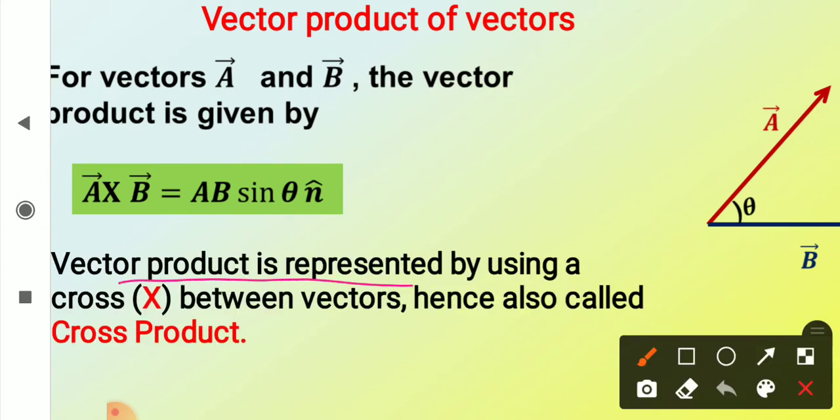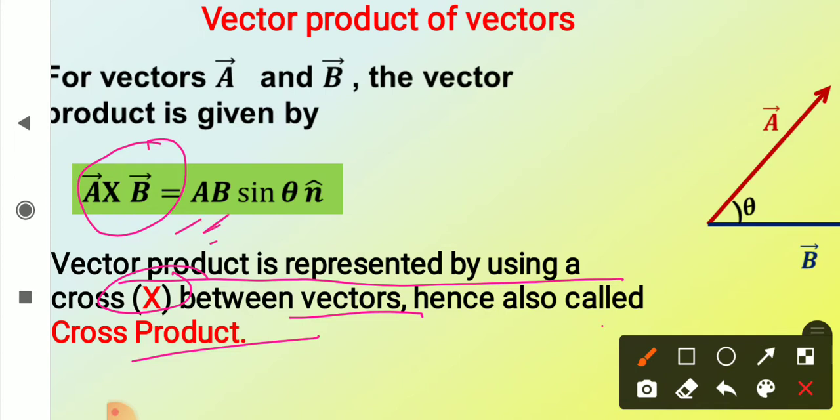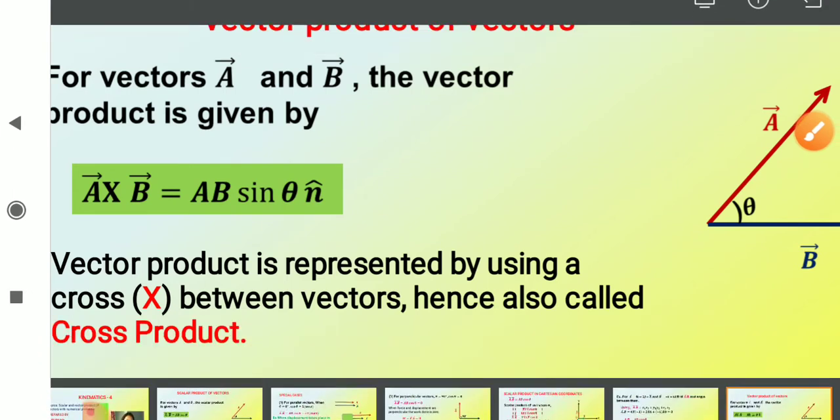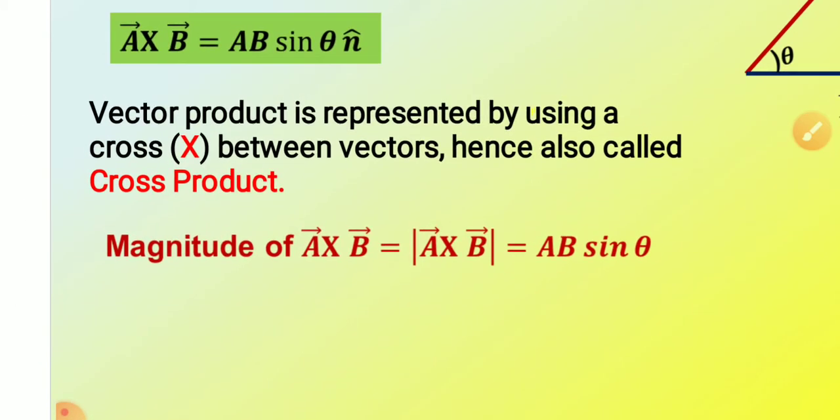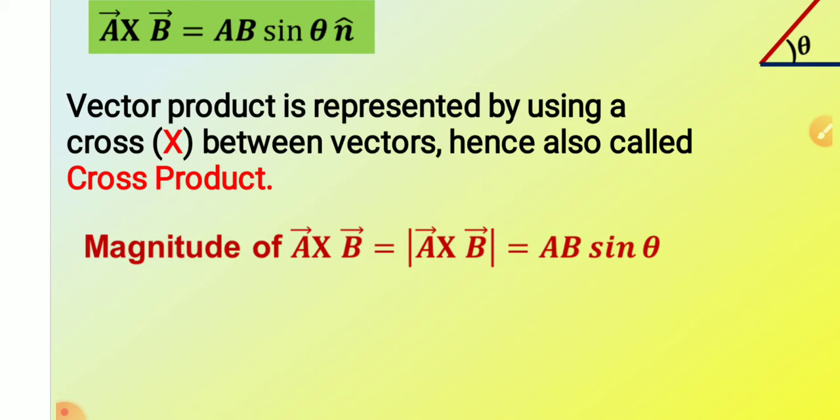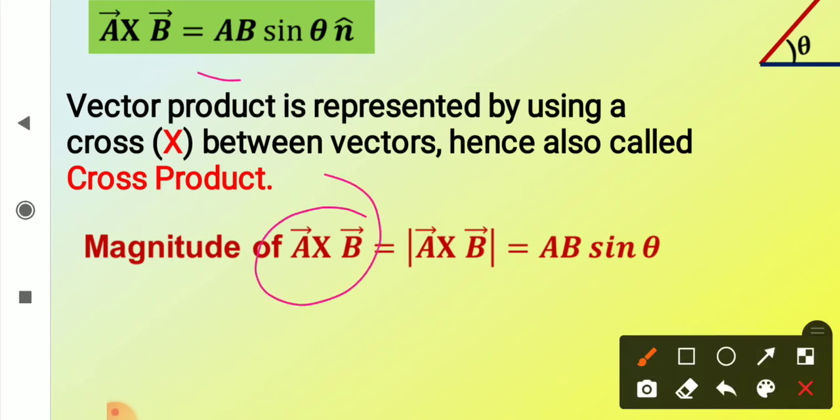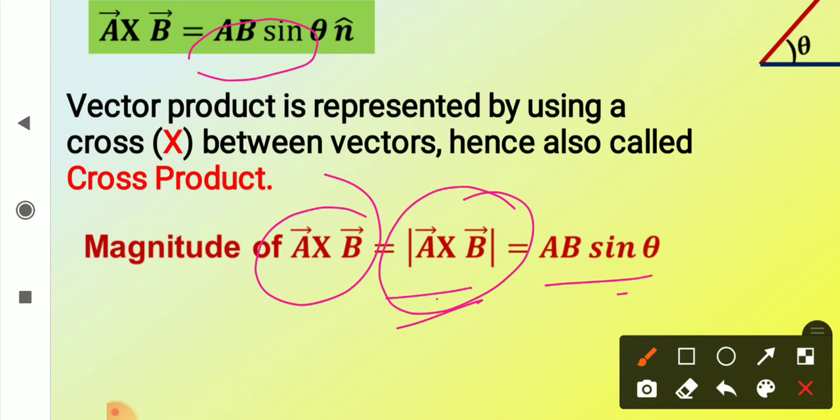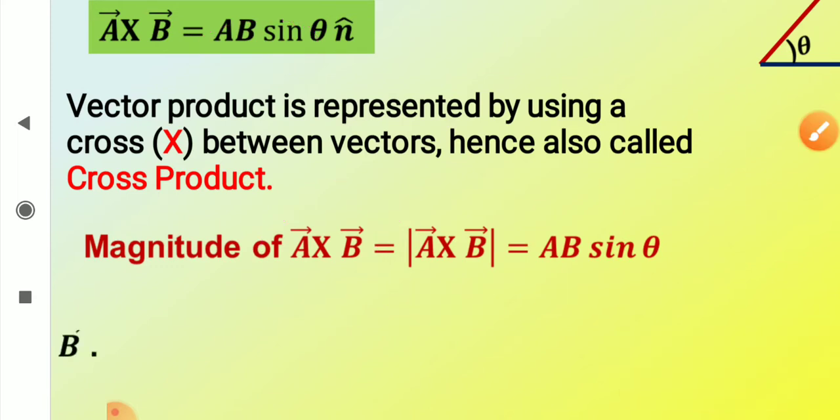Now, it is very important to put this cross sign. Vector product is represented by using a cross between the vectors. So we also call it cross product, right? And A and B are magnitude of these vectors. Sin theta, you can see angle between them is theta, and this n is a unit vector. See, magnitude of A cross B is AB sin theta, symbol for magnitude. So magnitude of A cross B is equal to AB sin theta, and I am going to talk about this unit vector.